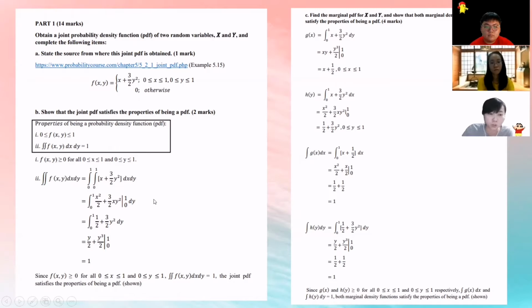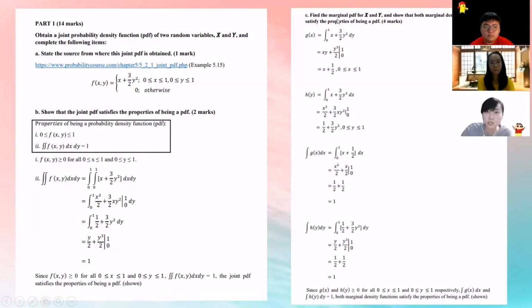So as a conclusion, since fxy is always larger than 0 for x and y in between 0 and 1, and for the double integration of fxy with respect to x and y, we get 1, the joint probability density function satisfies the properties of being a PDF.